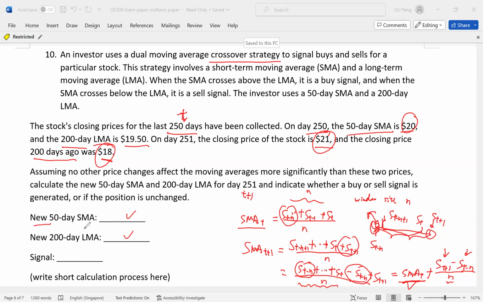Once you do the calculation, you'll find that the short term is above the long term. That means we should be in the long position. But now we already know that we have 20 and 90.5, so we're already in a long position, and therefore the position should be unchanged because we're in the position we want to be. There's no need to switch position.